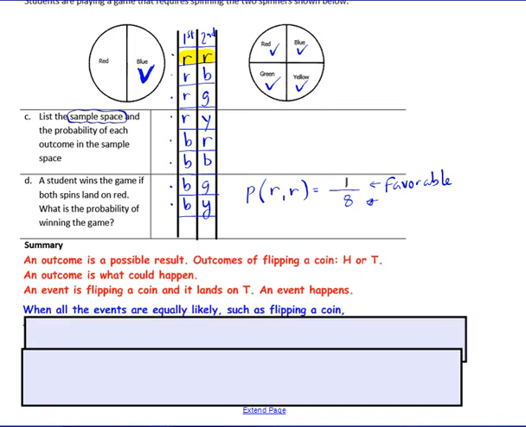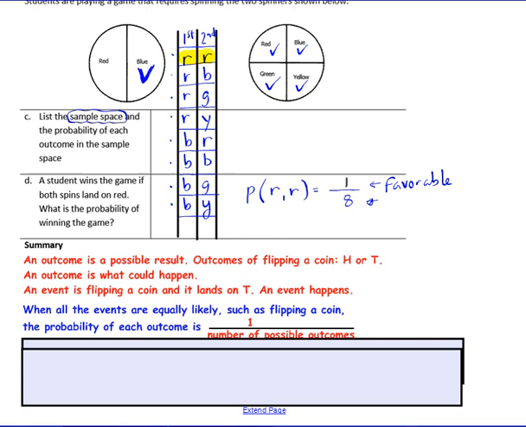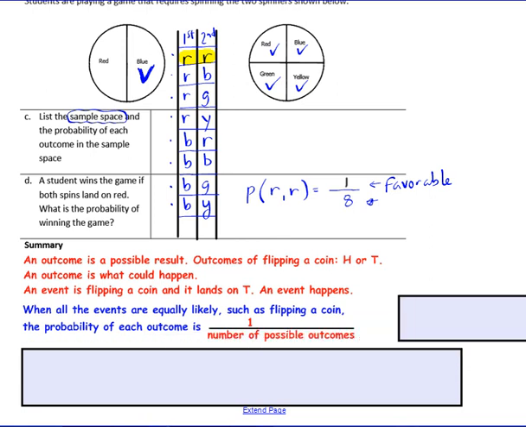When all the events are equally likely, such as flipping a coin, the probability of each outcome can be written as a fraction. It's 1 over the number of possible outcomes. For example, flipping a coin. The probability of each outcome is 1 out of 2. 1/2 of the coin is heads, 1/2 of the coin is tails.